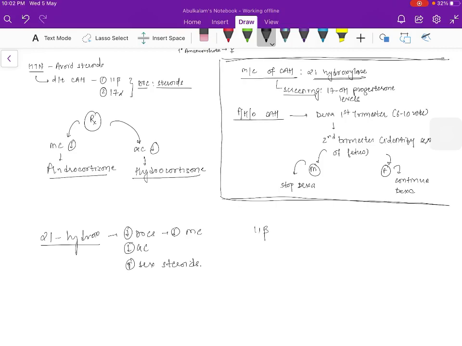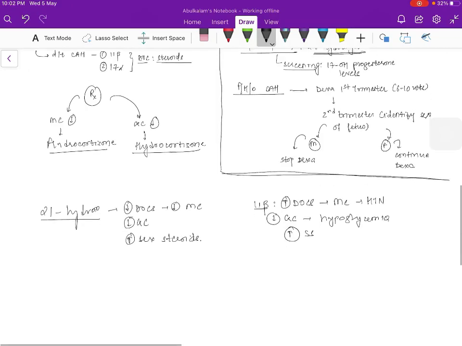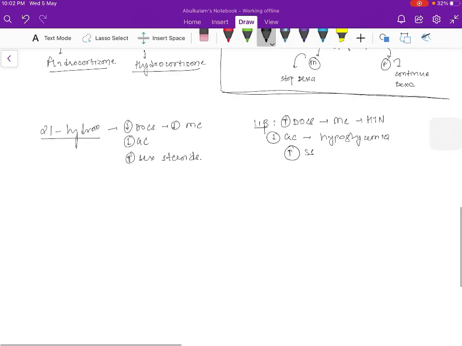Now, what will happen to 11 beta? Again, 11 beta is one which is after the DOCS, right? So, 11 beta is after DOCS. What will happen? There will be increased DOCS, which will result in mineralocorticoid-like action, which will result in hypertension. What will happen to glucocorticoid? It will be decreased, which causes the hypoglycemia. And what will happen to sex steroids? These will increase, right?